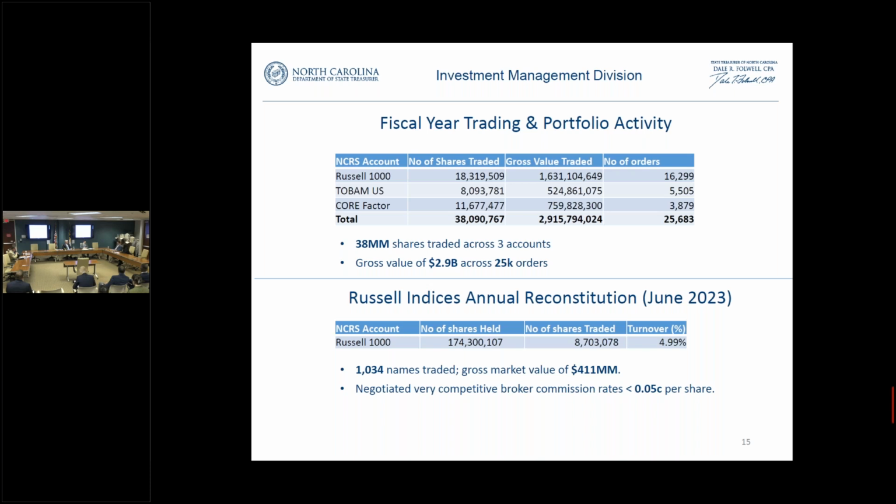And so just looking at the reconstitution from June of this year, you can see turnover was just under 5%, trading around 9 million shares. Last year that was significantly higher.